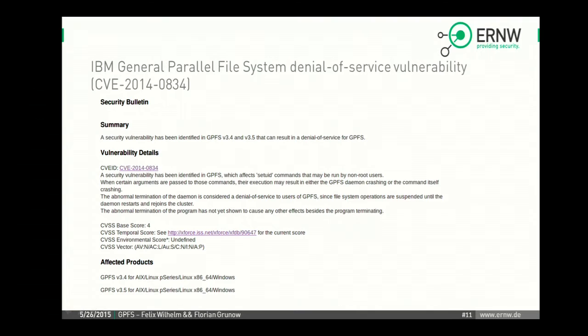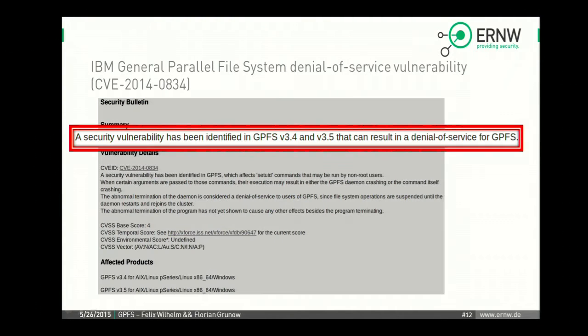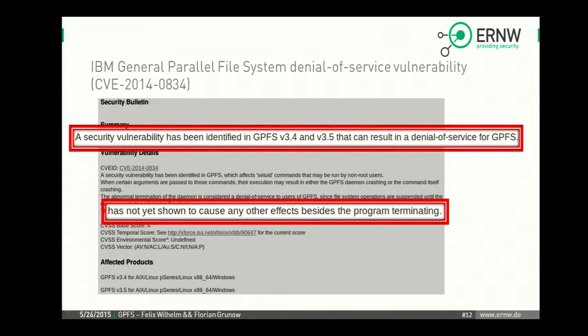The CVE was scored pretty low, most probably because we did not submit an exploit for it. We just used the denial of service proof of concept. This is why they scored it with a 4. And if you read over the security announcement or the CVE, you see that a security vulnerability has been identified that can result in a denial of service. We thought at this point that this is a classic format string, so this should not only be a denial of service, but rated a little bit higher.